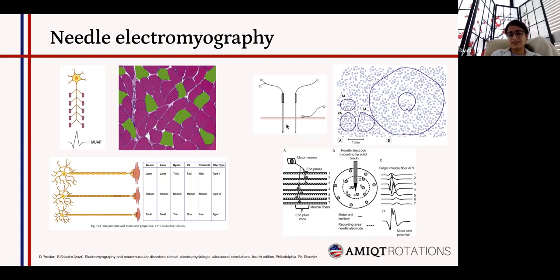We measure the insertional activity, we measure the spontaneous activity at rest. Then we ask the patient to minimally contract the muscle so that some of the motor units in the muscle are activated. And we assess the morphology of the motor unit action potential. Then we ask the patient to slowly increase the force of contraction.